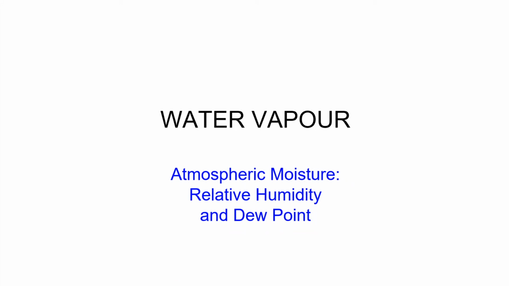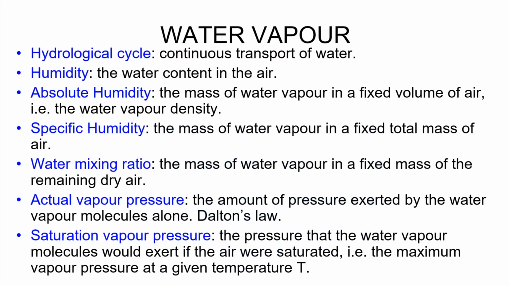So therefore, we need to study the water vapor. So these are some important definitions. Hydrological cycle. The hydrological cycle is the continuous transport of water from land and oceans to the atmosphere, and from the atmosphere again back to land and oceans and poles. Humidity. This is the water content in the air.